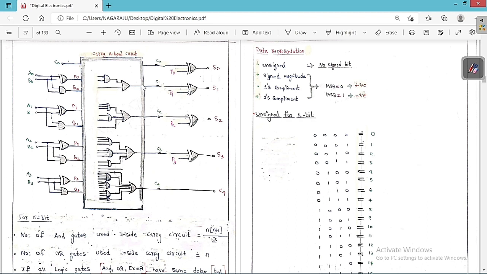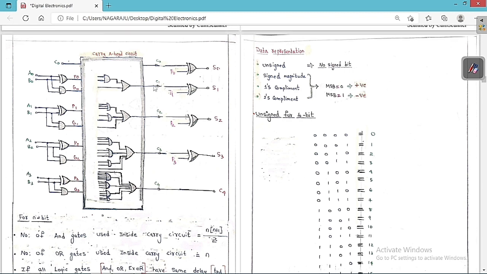So now C1 is nothing but P0 C0 plus G0. I already told you, so we have to build a circuit like this. Here the inputs are P0, C0 and G0. So we are going to get C1 equal to P0 C0 plus G0.